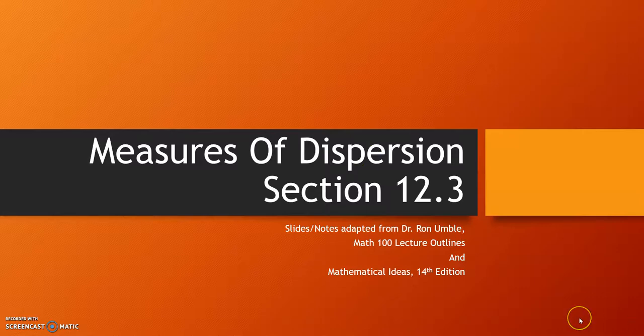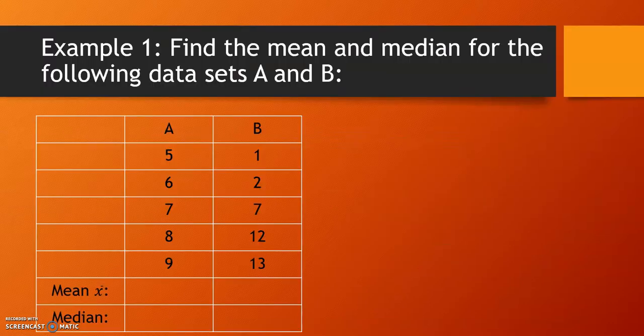Section 12.3, Measures of Dispersion. Example 1, find the mean and median for the following data sets A and B. If we look at data set A, our values are 5, 6, 7, 8, and 9. Go ahead and find the mean.